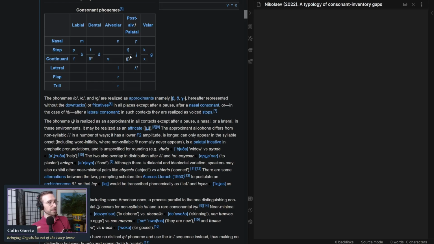So, as you can see, Spanish does have some gaps. We have no dental nasal in this analysis, but we have an alveolar nasal. We have no velar nasal, even though we might expect there to be if we were hardcore gap fillers. We have no voiced.